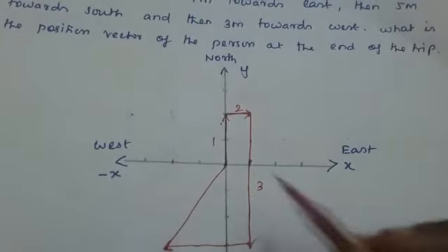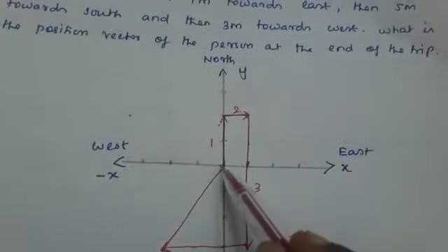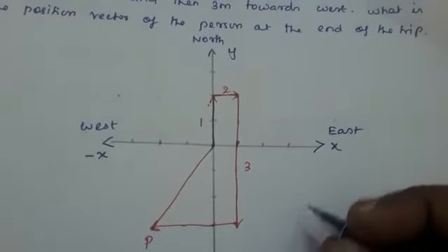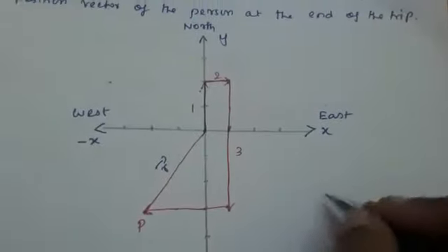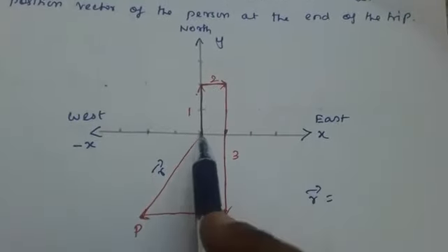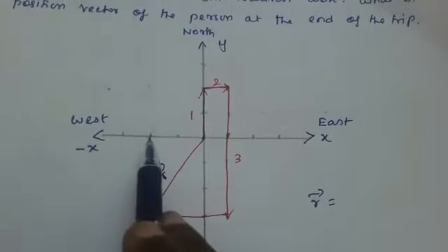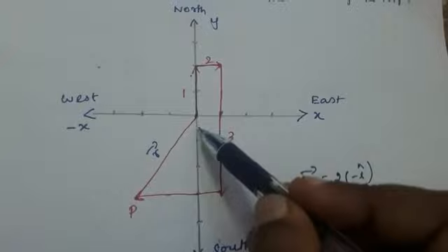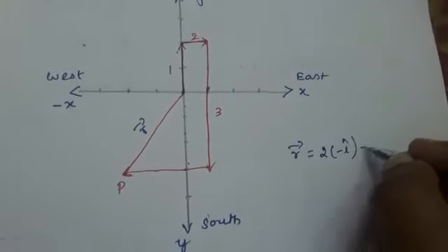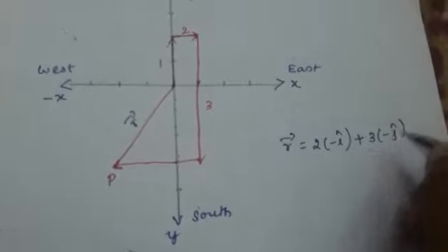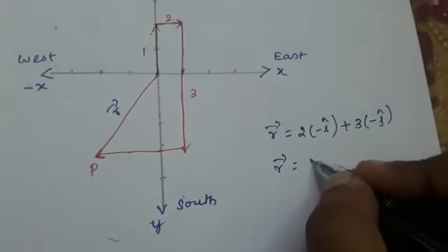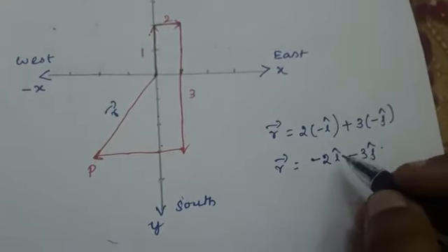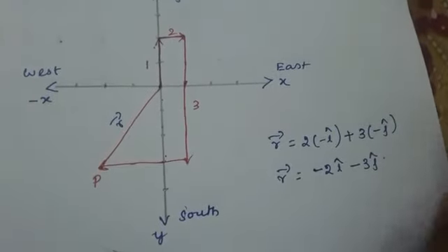Now here the position vector takes 2 axes: the negative x-axis and the negative y-axis. We take this as your r vector. Now how to write your r vector? How many points in the negative x-axis? 1, 2. So we can write 2 into minus i vector. In negative y-axis 1, 2, 3. So it is plus 3 into minus j vector, which can be written as minus 2i vector minus 3j vector. Now this is the position vector of the person at the end of the trip.